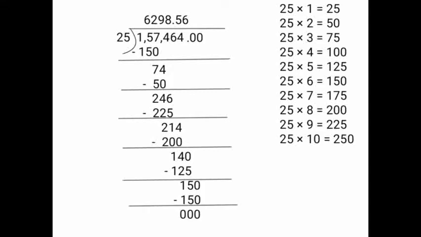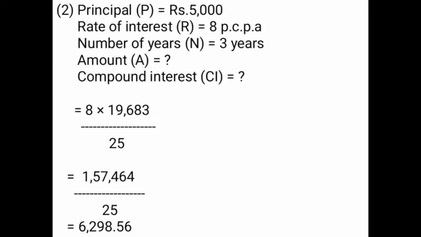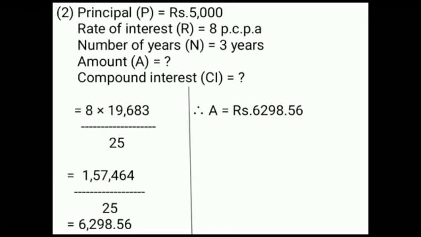After dividing 1,57,464 by 25, I am getting the quotient 6298.56. Therefore, amount is equal to rupees 6298.56. Now you have to find compound interest.